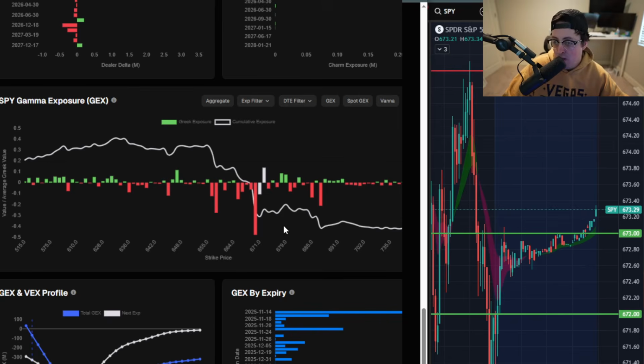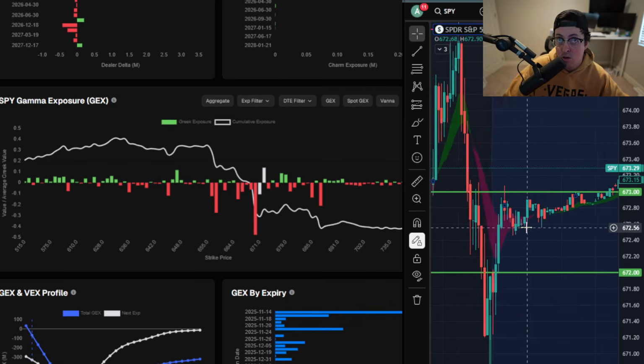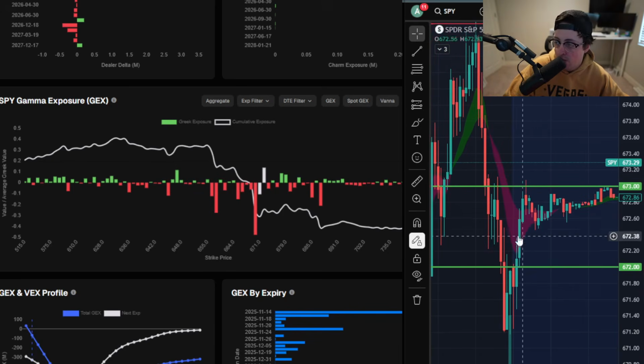So what we have here are these white bars, which are pretty much where SPY is priced currently. So we are in between 671 and 673 it looks like, and it looks like we closed at around 673 in the market on Friday.